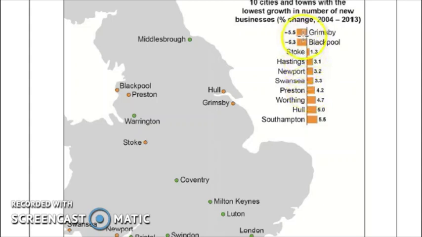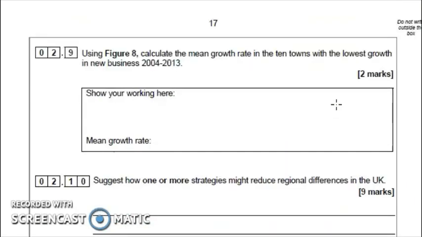So what we've got to do is add up all of these figures. So minus 5.5, minus 5.3, 1.3, 3.1, 3.2, 3.3, 4.2, 4.7, 5, 5.0. Add all those numbers up, divide by 10, and your answer, putting it at the bottom here, should be 1.95%.